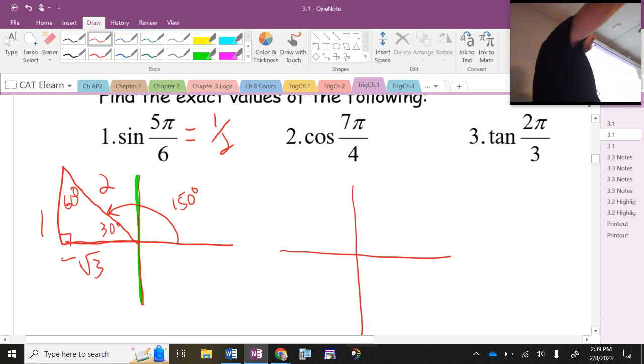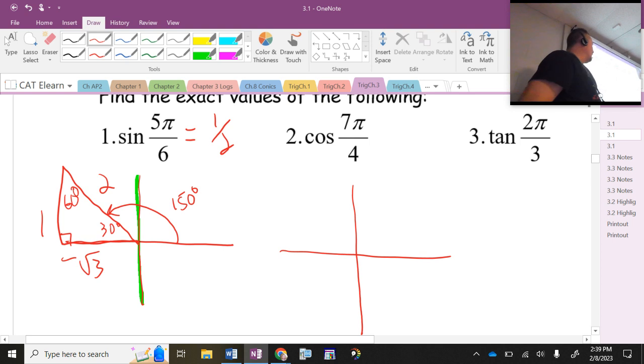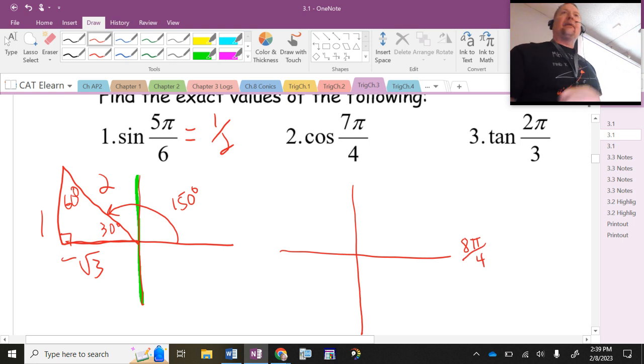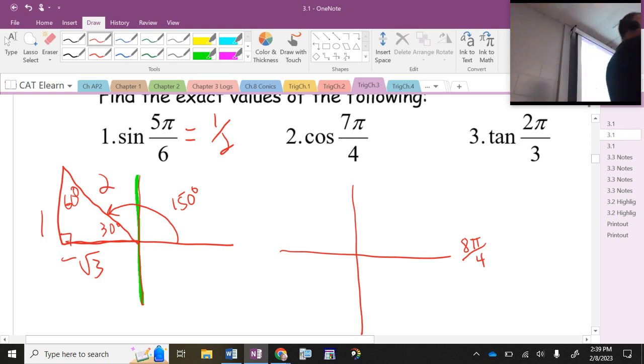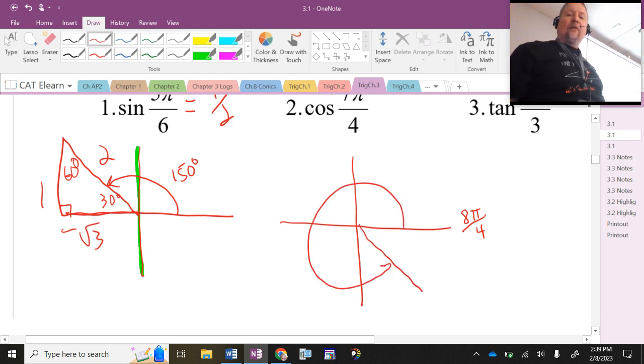It very possibly could be wrong because it's too early, but where does 7 pi over 4 land? What quadrant? 1, 2, 3, or 4? 3, 2, 1, go. It's actually 4. You want to know why? This is what you're really going to have to get good with. You know what 8 pi over 4 equals? 2 pi. So you're literally pi over 4 short of 8 pi over 4. That lands you in this quadrant here. This is where 7 pi over 4 lands.